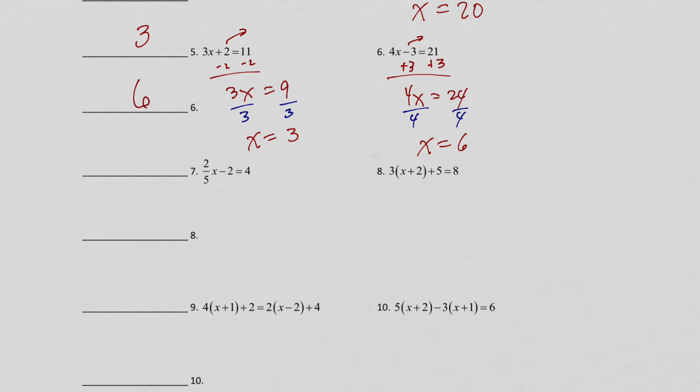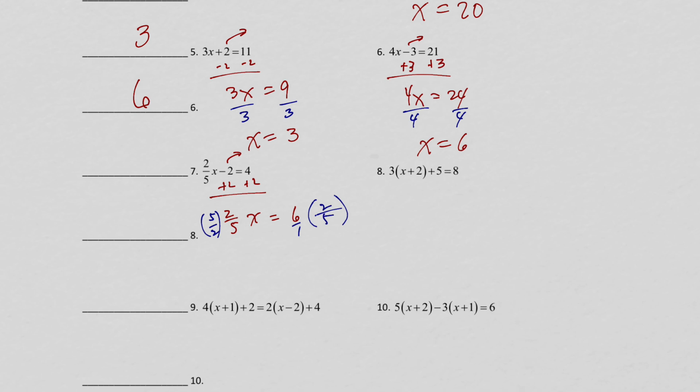There's more than one way to do this, but I'm just going to isolate this term to start by moving this over, so we'll add 2 to each side. And we'll get 2/5 x is equal to 4 plus 2, which is 6. And then I'm going to multiply by the reciprocal of 2/5 to each side. And remember, this is like a 6 over 1.